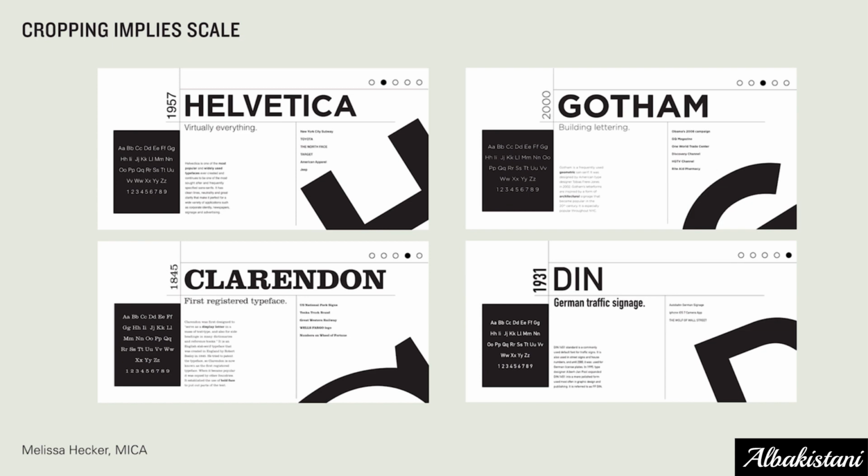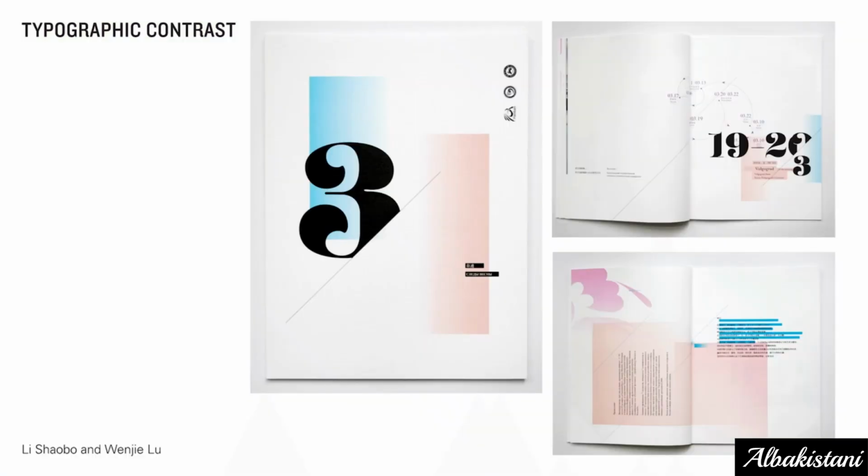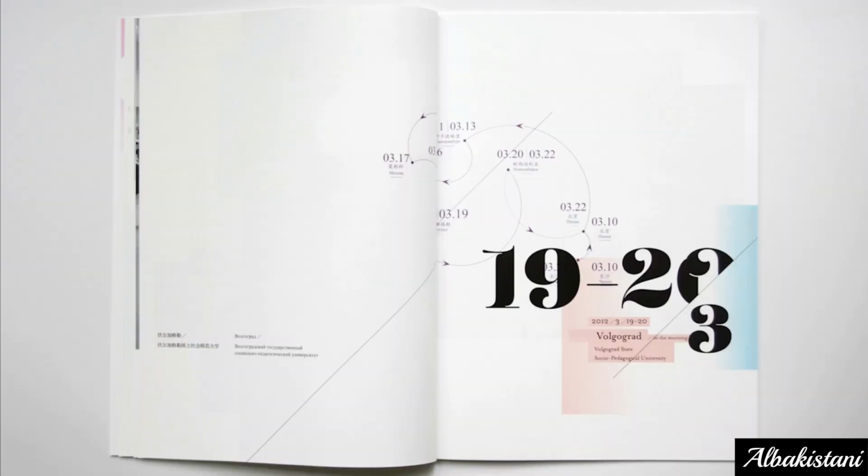In these layouts, the large-scale letters are so big they don't fit on the page. Cropping enhances their feeling of scale. A dramatic contrast in scale can bring life and excitement to a typographic layout. The designers have created tension between small, delicate characters and large, bold ones. Clipping the numerals creates depth.